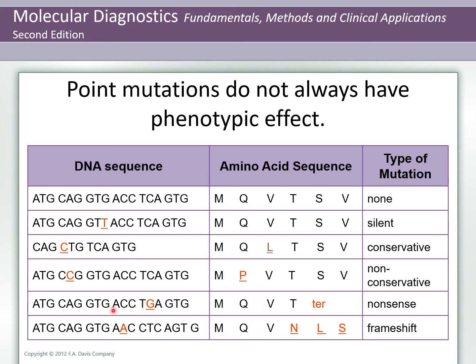The second to last line shows a nonsense mutation in which the protein is terminated prematurely, and the last shows a frameshift mutation in which the change in base has thrown off the triplet code out of frame, resulting in a different amino acid sequence.